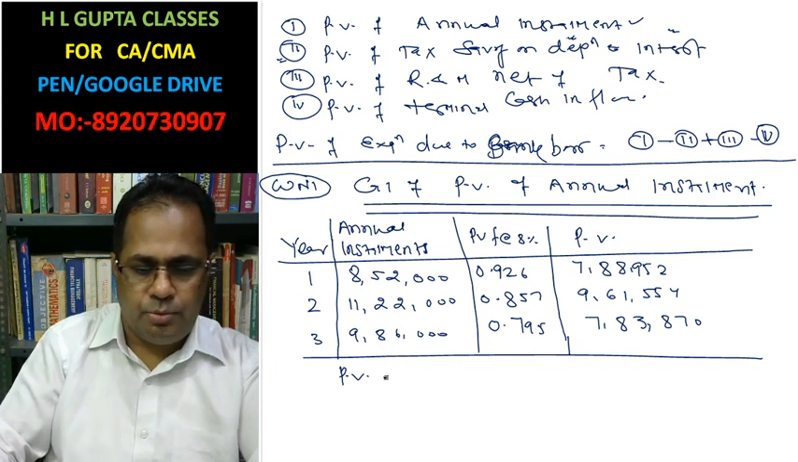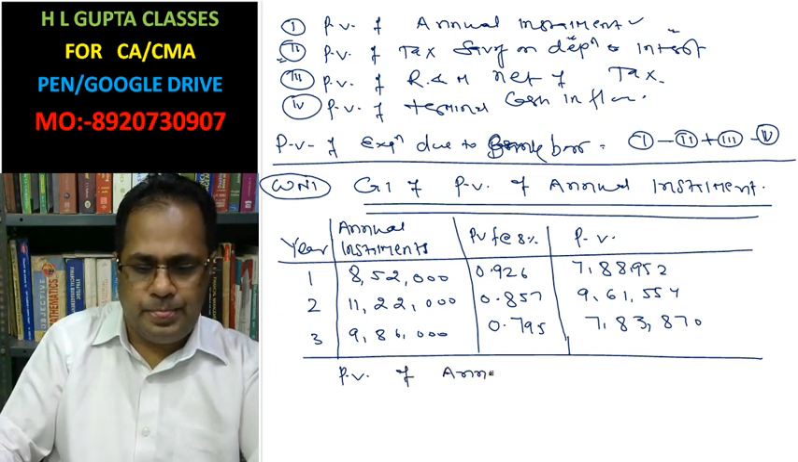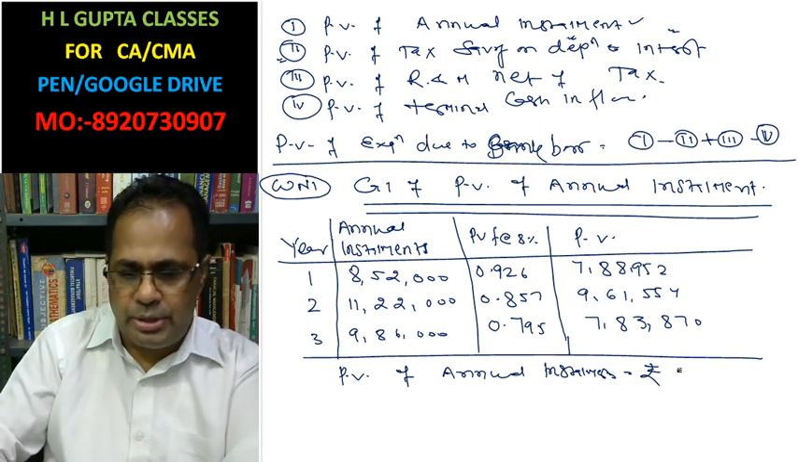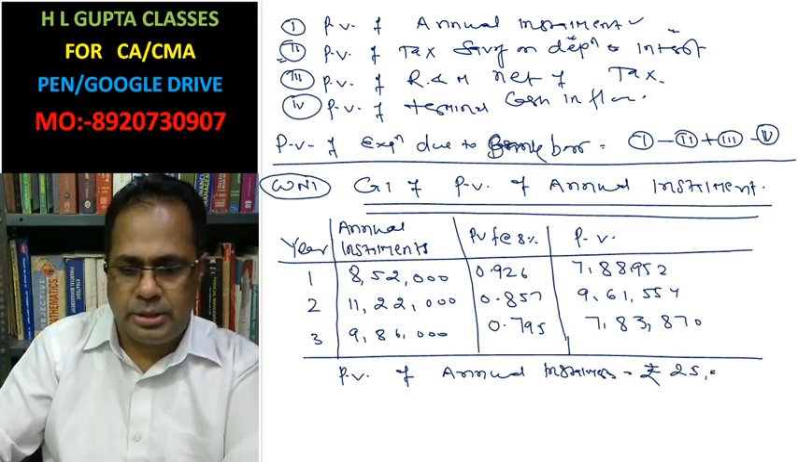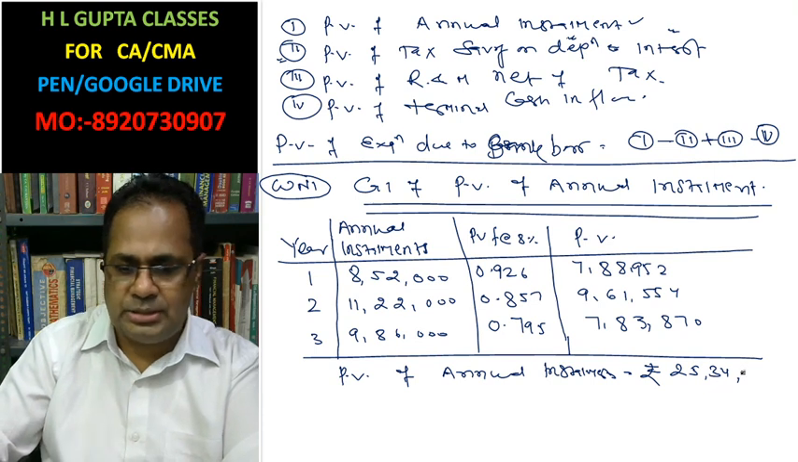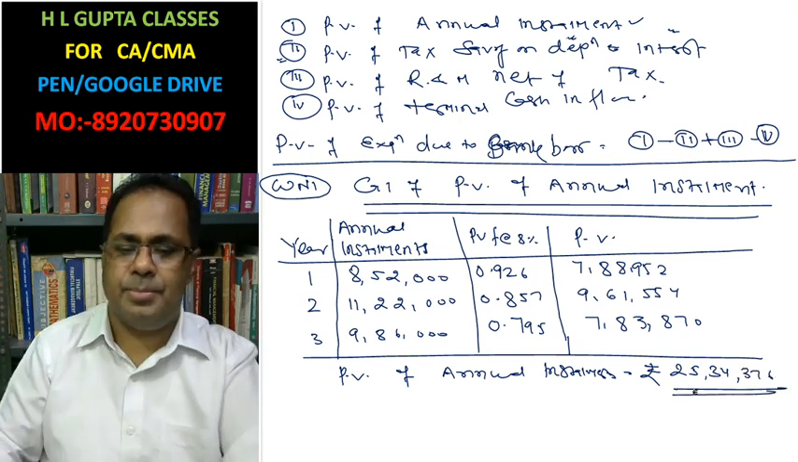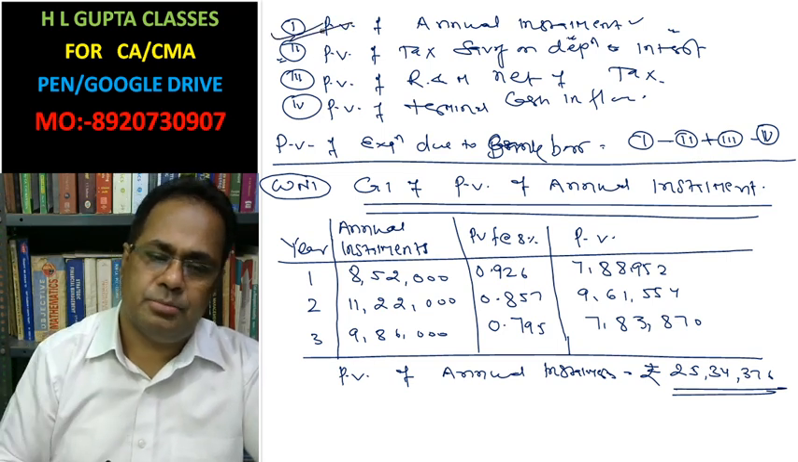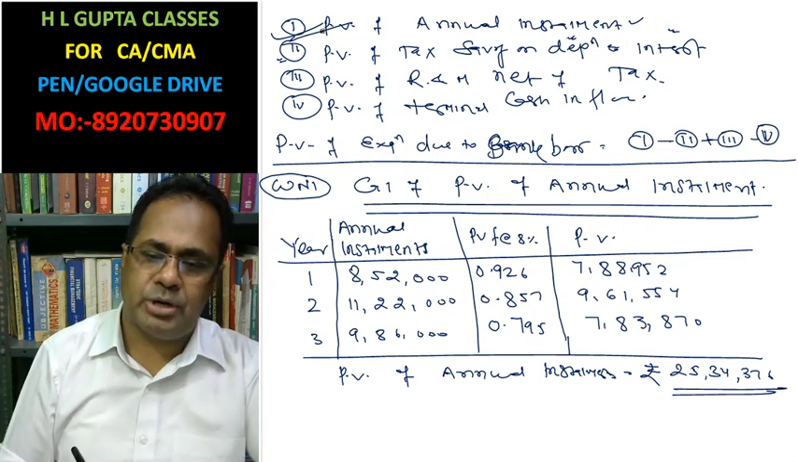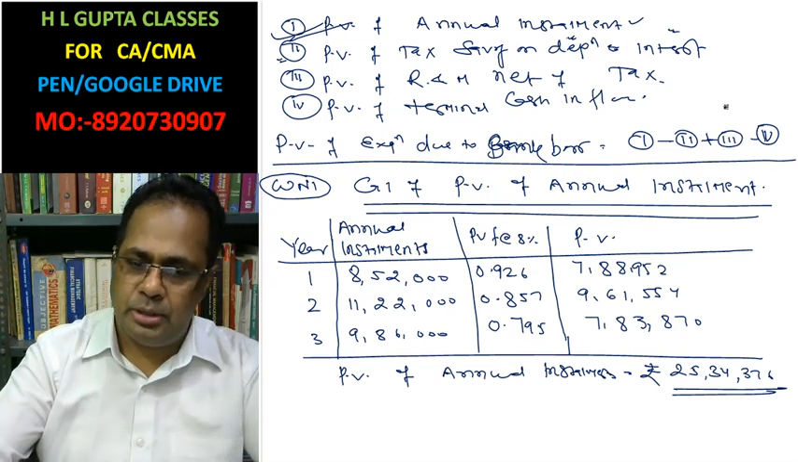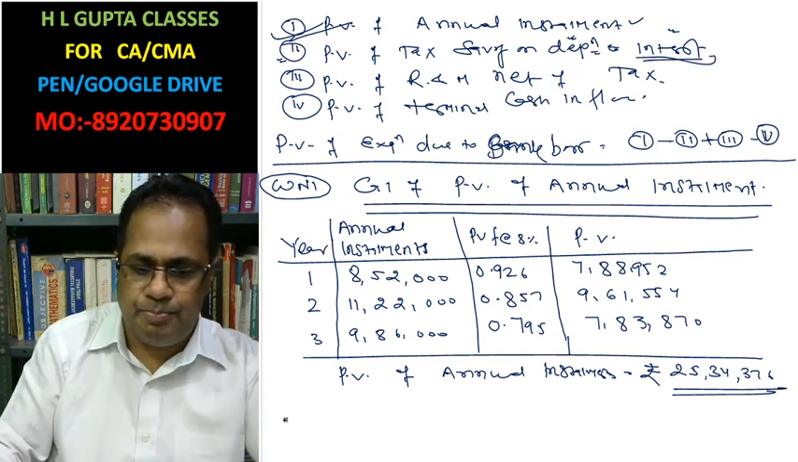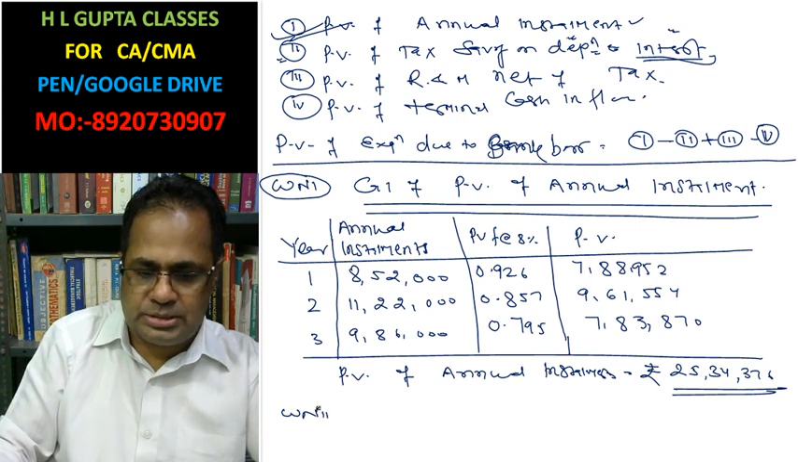Present value of annual installment is rupees 25,34,376. The first working note we have completed. Second working note you need to calculate. In the given question, interest is already calculated. Now we need to calculate depreciation. Working note second.